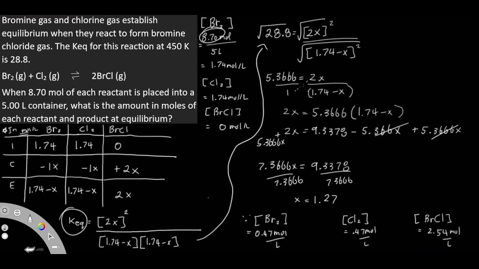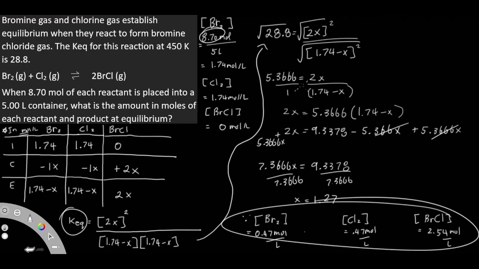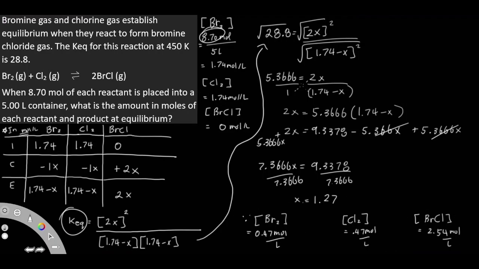Is this what the question is asking? No, it's not. The question is asking what is the amount in moles of each reactant and each product, okay? Well, we found out the reactants and the products here, but they are in moles per liter. We want them in moles. So we obviously have to multiply by our 5 liters. Why do we do that? Because we don't want liters, right? We want only moles alone. How can we make this moles alone?